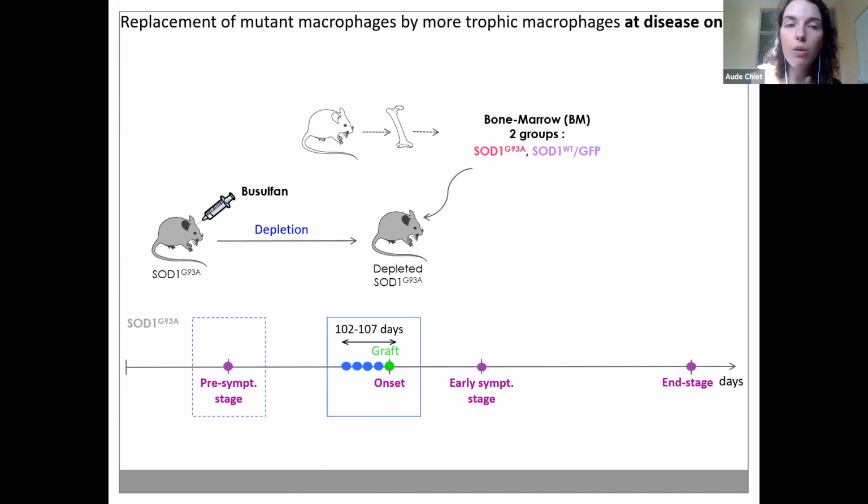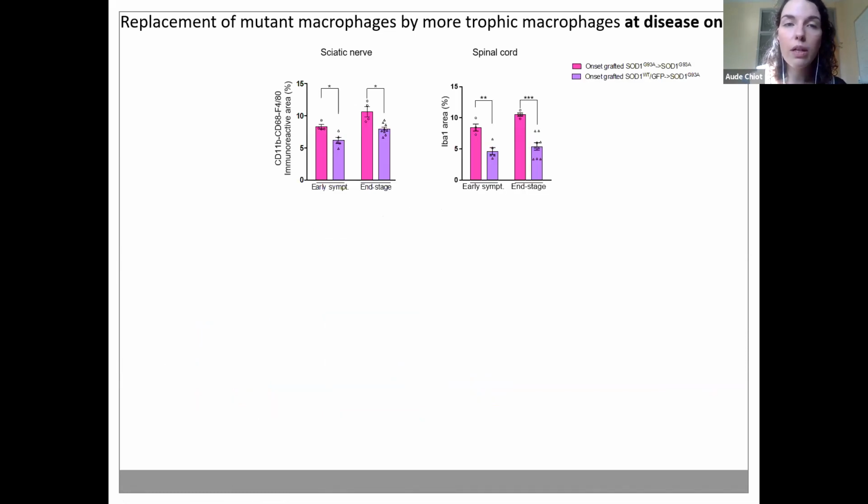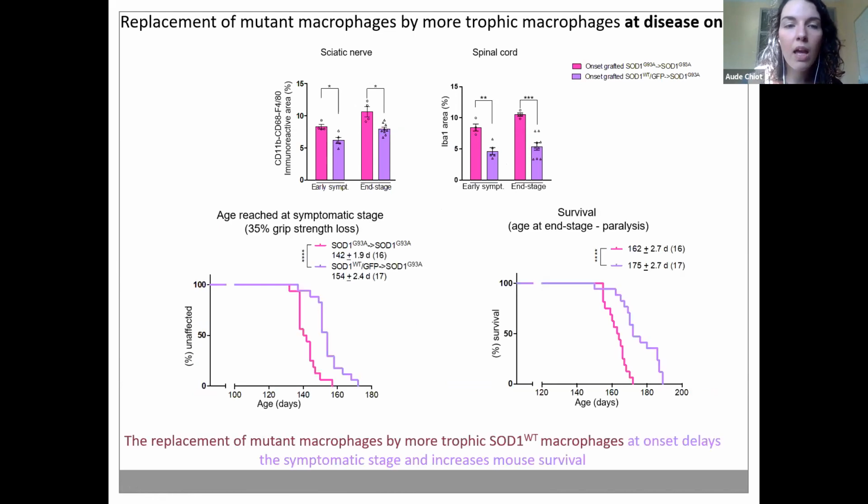We used the same bone marrow transplantation protocol. We grafted at onset a group with SOD1 G93A bone marrow and the SOD1 wild-type GFP bone marrow, and we followed the mice again until the symptomatic stage and the end stage of the disease. And so again, we looked at what was going on in the spinal cord and the sciatic nerve, and in both tissues, you can see that we had a reduction at both stages of the macrophage and the microglia reactivity. So that was in line with what we previously saw with the pre-symptomatic graft. And this time we were again able to delay the symptomatic stage, but we were also able to increase the survival of those mice.